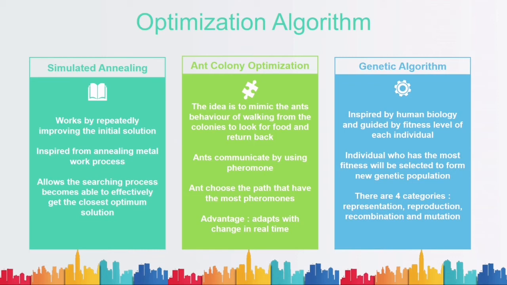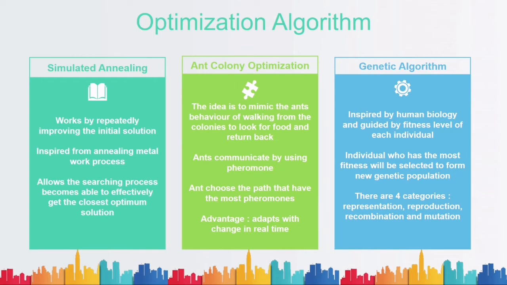ACO is a meta-heuristic technique that uses artificial ants' behavior in finding food to solve combinatorial optimization problems. The advantage of ant colony optimization over simulated annealing and genetic algorithm is that it adapts to change in real time.